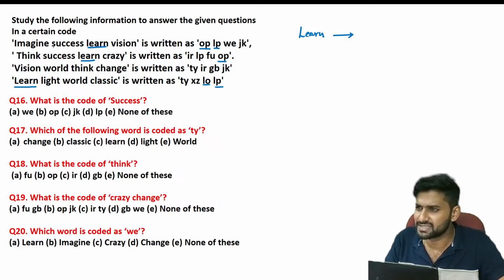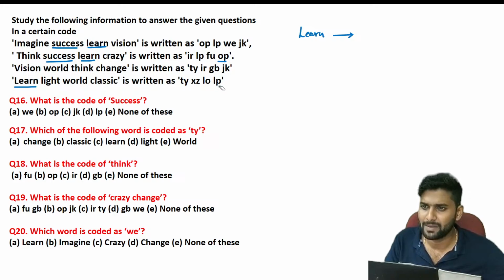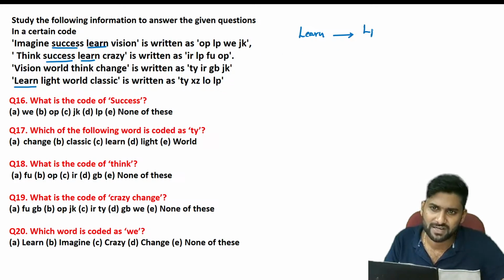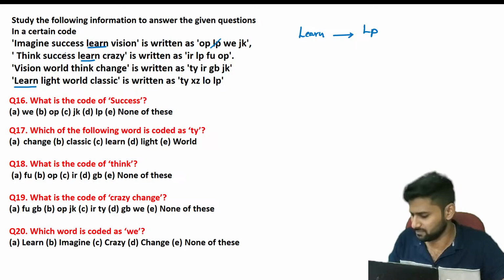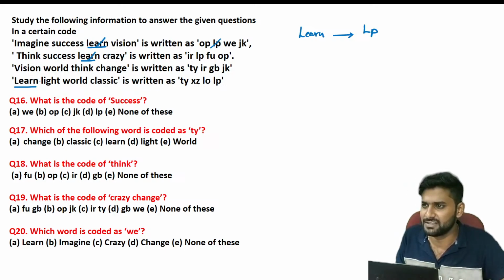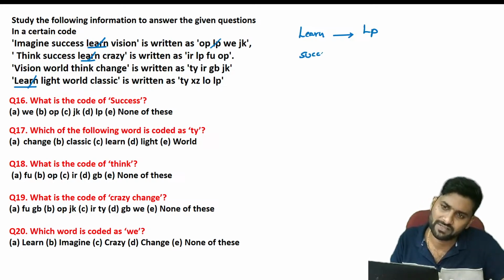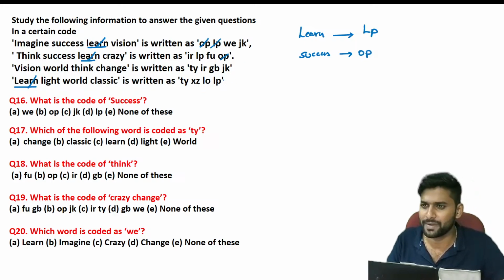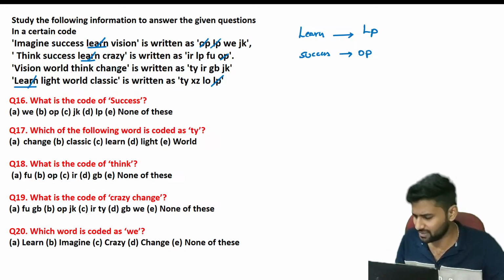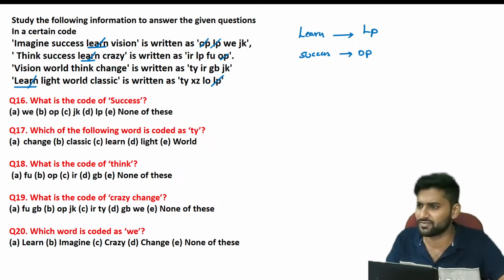Learn is repeated and success is repeated. And we have PLP, OPLP. So check it out. Which one is repeated? Here LP is repeated for learn. If LP is repeated for learn, you can confirm that the success code language is OP. After you identify each and every code line, just strike it off.